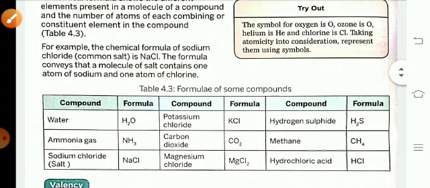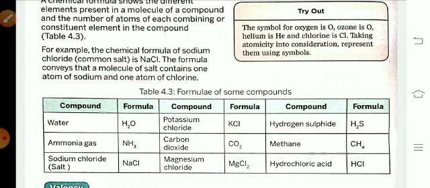Next, here are some chemical formulas of compounds. For example: water H2O, ammonia gas NH3, sodium chloride NaCl, potassium chloride KCl, carbon dioxide CO2, magnesium chloride MgCl2, hydrogen sulfide H2S, methane CH4, hydrochloric acid HCl. These are some examples of formulas of compounds.